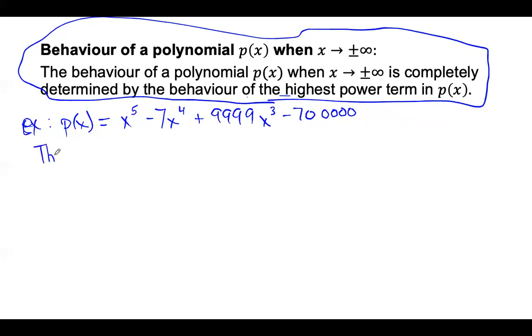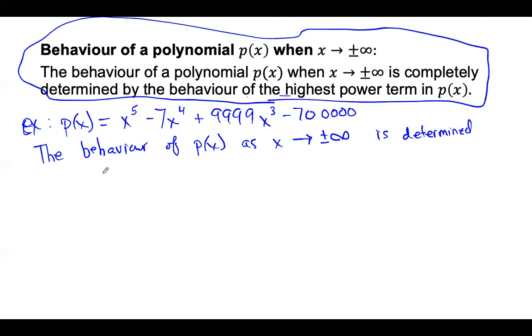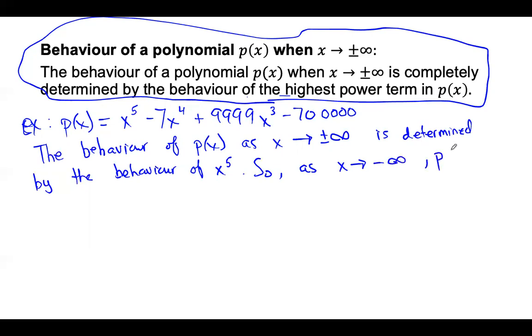So what is the behavior of this polynomial? The behavior of this p of x, as x goes to positive or negative infinity, is determined by the behavior of x to the power 5. So as basically, let's say x goes to negative infinity, p of x goes to, well, it's going to go to negative infinity.